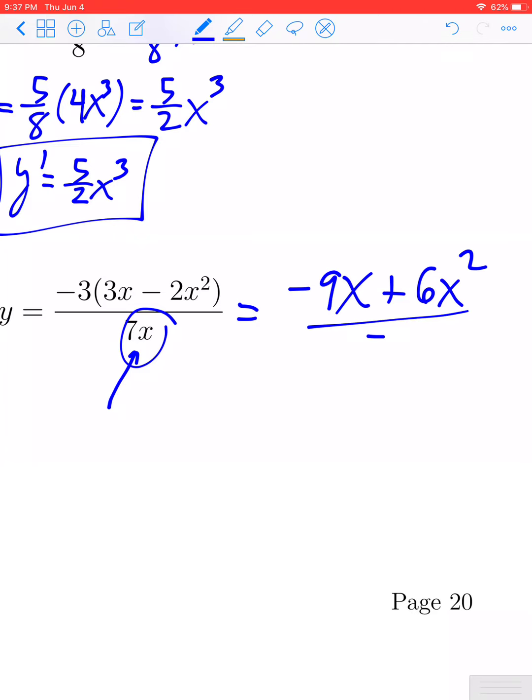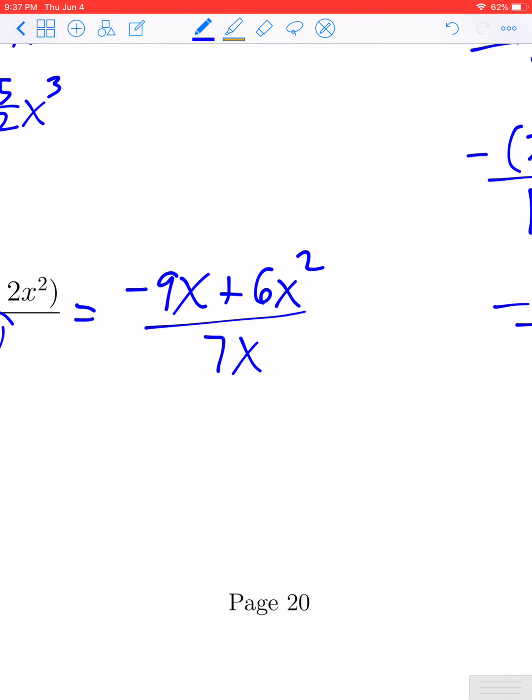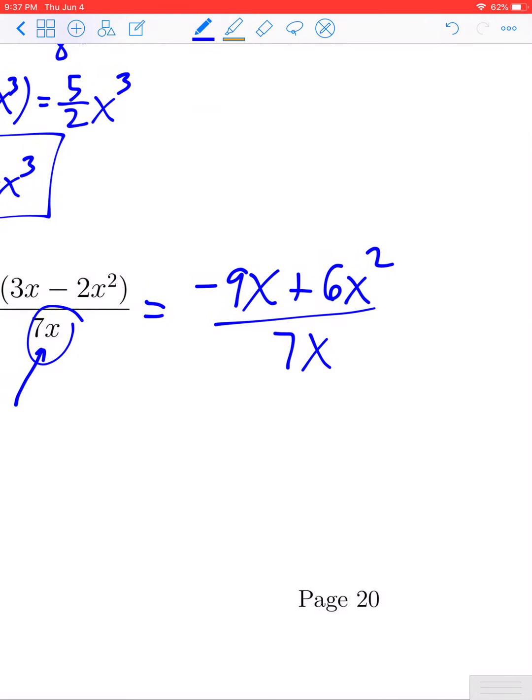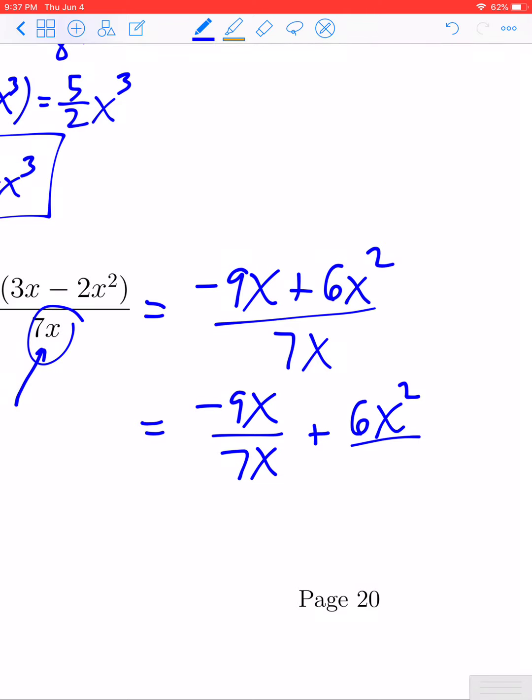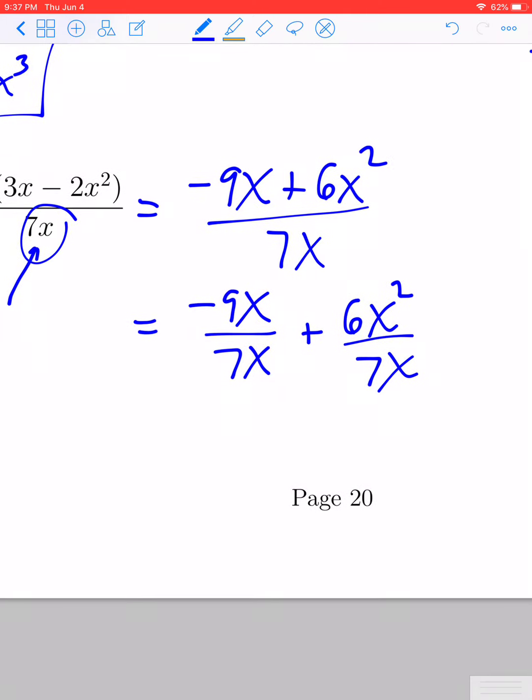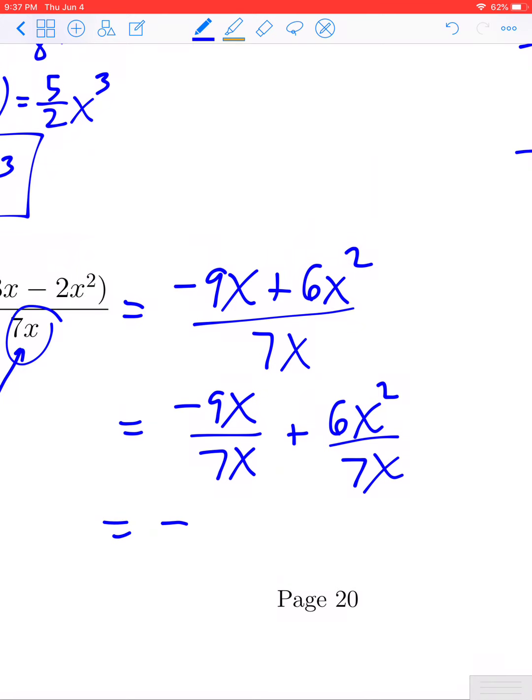I can begin by distributing the negative 3 into the top. That'll give us negative 9x plus 6x squared divided by 7x. We can then, from there, split apart the fraction by writing each term over top of the denominator. And then reducing even further, we are going to get negative 9/7 plus 6/7 x.